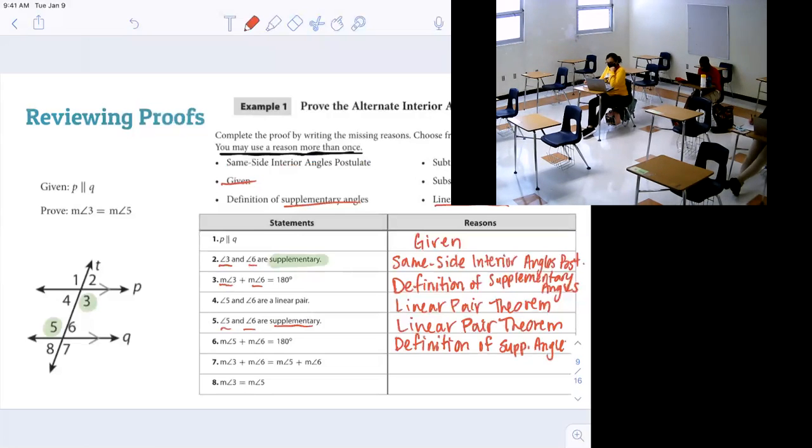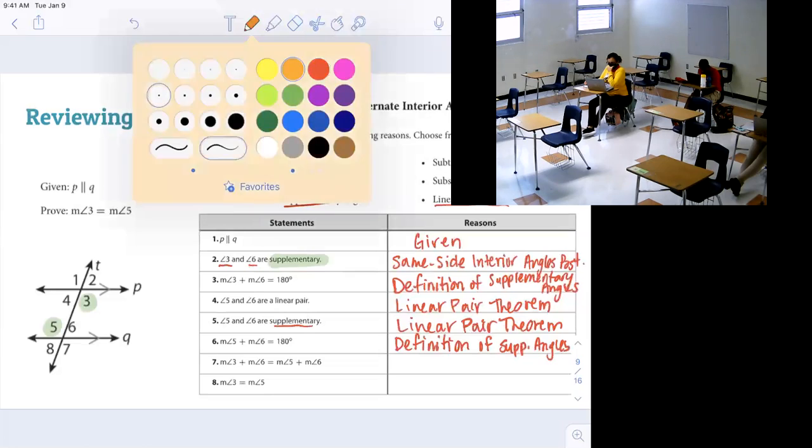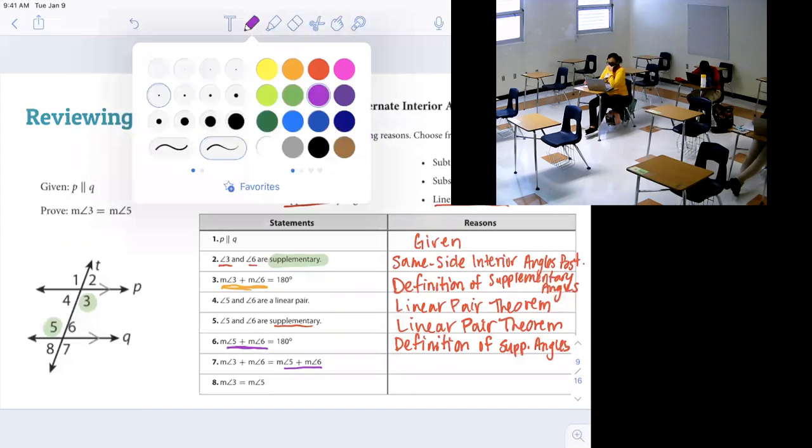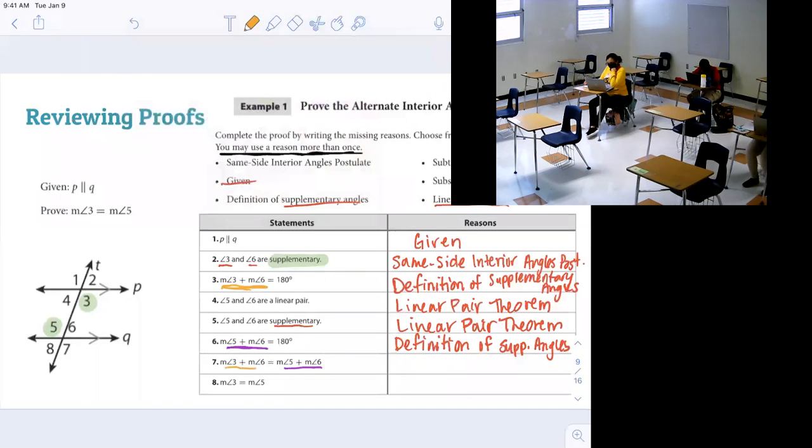Okay, so now let's take a look at what they're doing. Now I know that 5 and 6 are 180, and I also know that 3 and 6 are 180. So what did they do here? They set up an equation where 3 and 6 is equal to 5 and 6. So let's take a look. 5 and 6 equal to 3 and 6. So they kind of matched up the statements from statement number 3 and statement number 6.